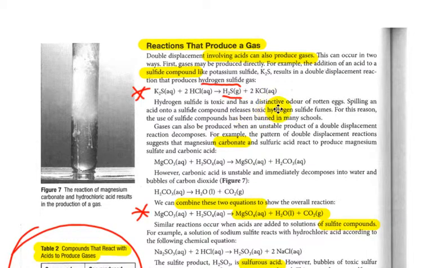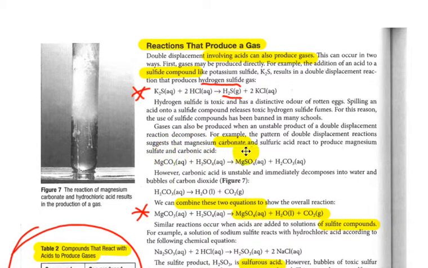This toxic gas has a distinctive odor of rotten eggs. Spilling an acid onto a sulfide compound releases this toxic hydrogen sulfide fume. For this reason, the use of sulfide has been banned in quite a few places. So there's the one reaction, put a star beside it. The one gas, hydrogen sulfide, when you have a sulfide compound combining with an acid.